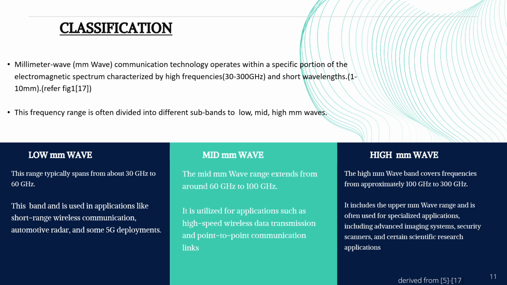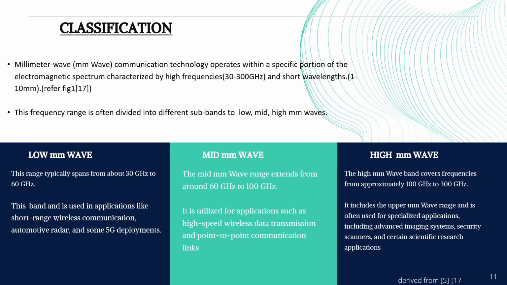Next one is the classification of the millimeter wave. This classification is mainly based on the frequency. We all know that the millimeter wave has a frequency range from 30 gigahertz to 300 gigahertz. Based on the frequency, it is divided into three types: low millimeter wave, mid millimeter wave, and high millimeter wave. Moving to low millimeter wave, it has a frequency range from 30 gigahertz to 60 gigahertz. It is mainly used in applications like short range wireless communication, automotive radar, and some 5G deployments.